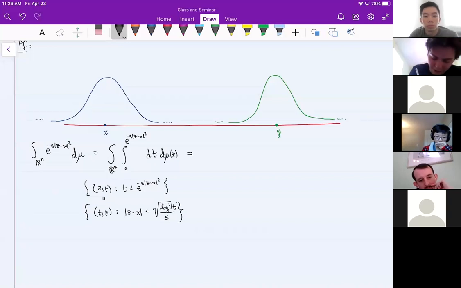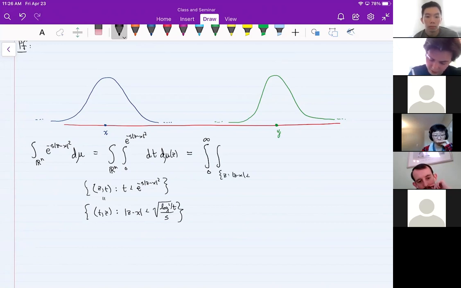And so when I switch the order of integration here, really I'm fixing some t, and then I'm integrating over z such that this is true. So z such that |z minus x| is less than the square root of log(1/t) over s, d mu of z.